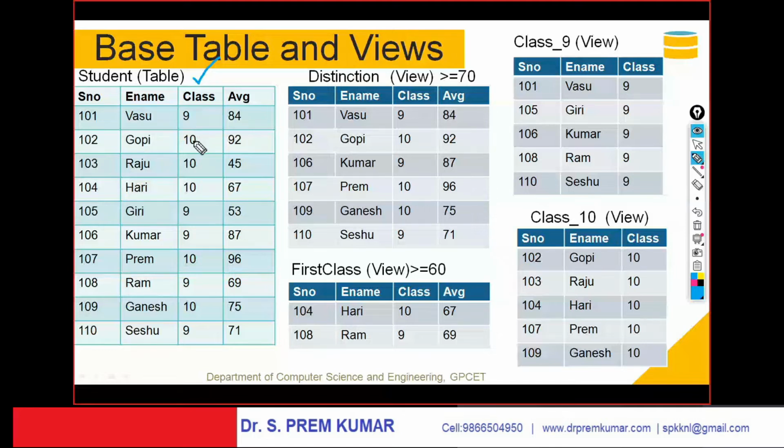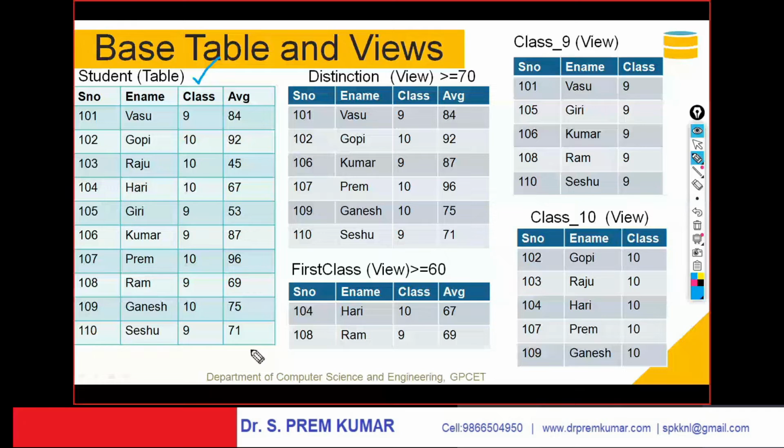I want the list of distinction students separately. Whenever I look, I should see only distinction students. Whenever I look, I should see only the first class students. Whenever I look, I should see only the ninth class students, or only the 10th class students. I want some views to be created.